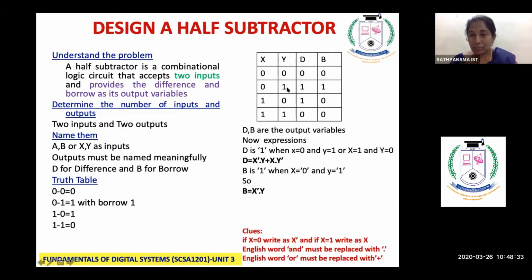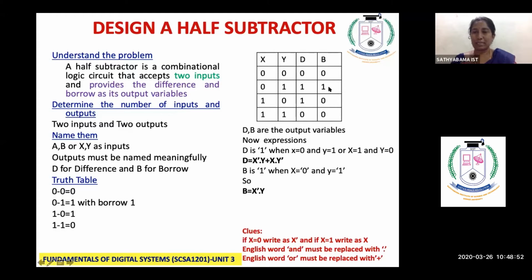Few of your teachers would have taught you x bar. That is also right. Either x dash or x bar. In PPT, it was difficult to put bar above that, so that's why I did not put. Okay? Fine. So now the final expression is D is equal to x dash dot y plus x dot y dash. Now let us come to borrow.